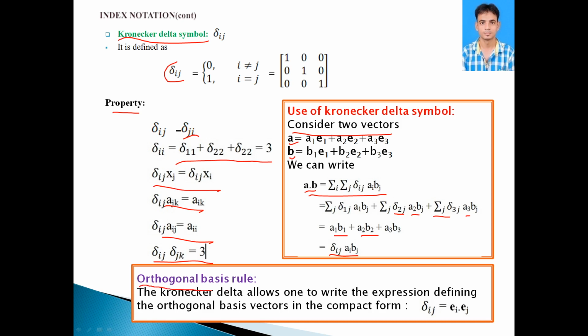Now note, the Kronecker delta allows one to write the expression defining the orthogonal basis vectors e1, e2 and e3 in compact form, that is delta_ij equal to e_i dot e_j. Clear? So this is another property.